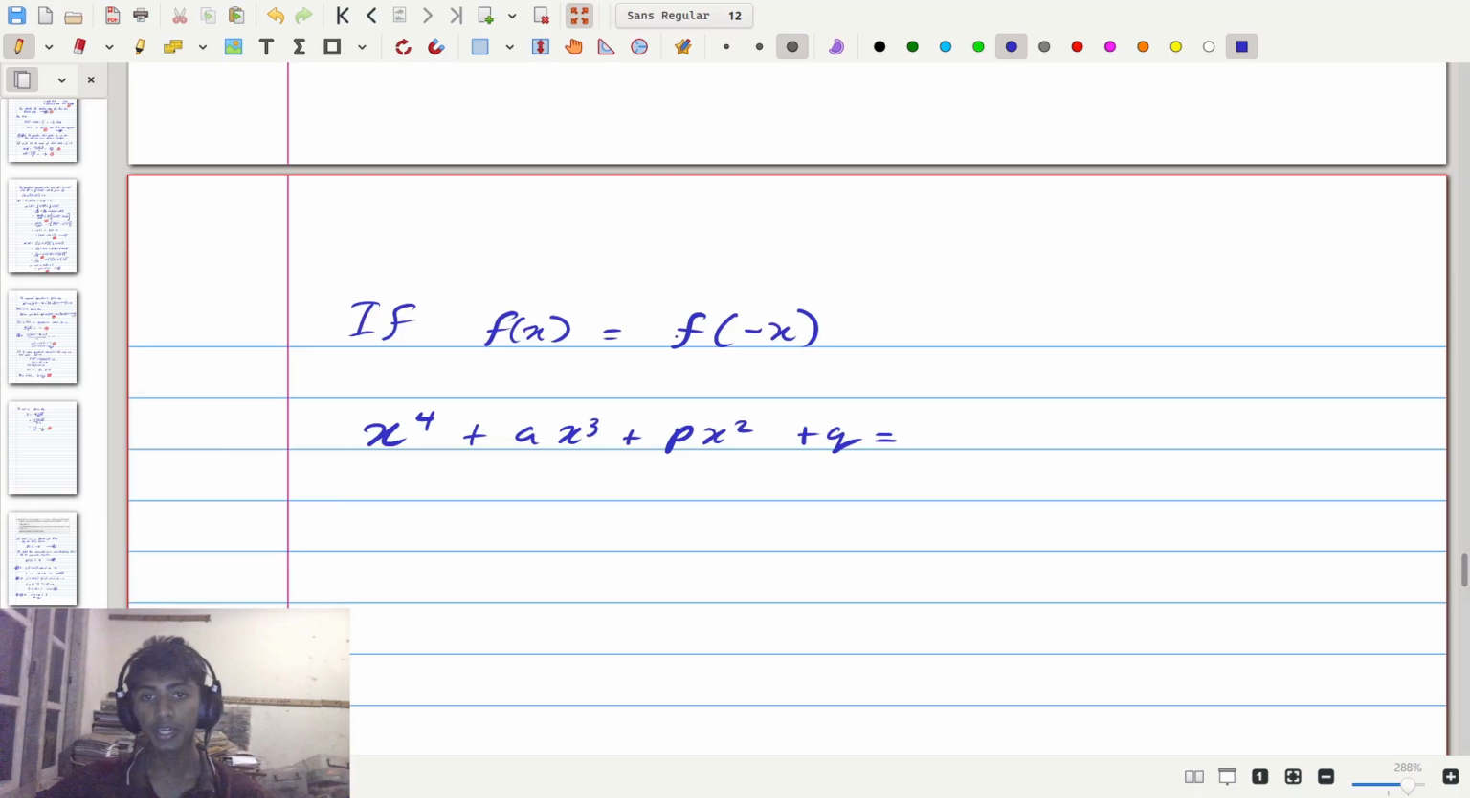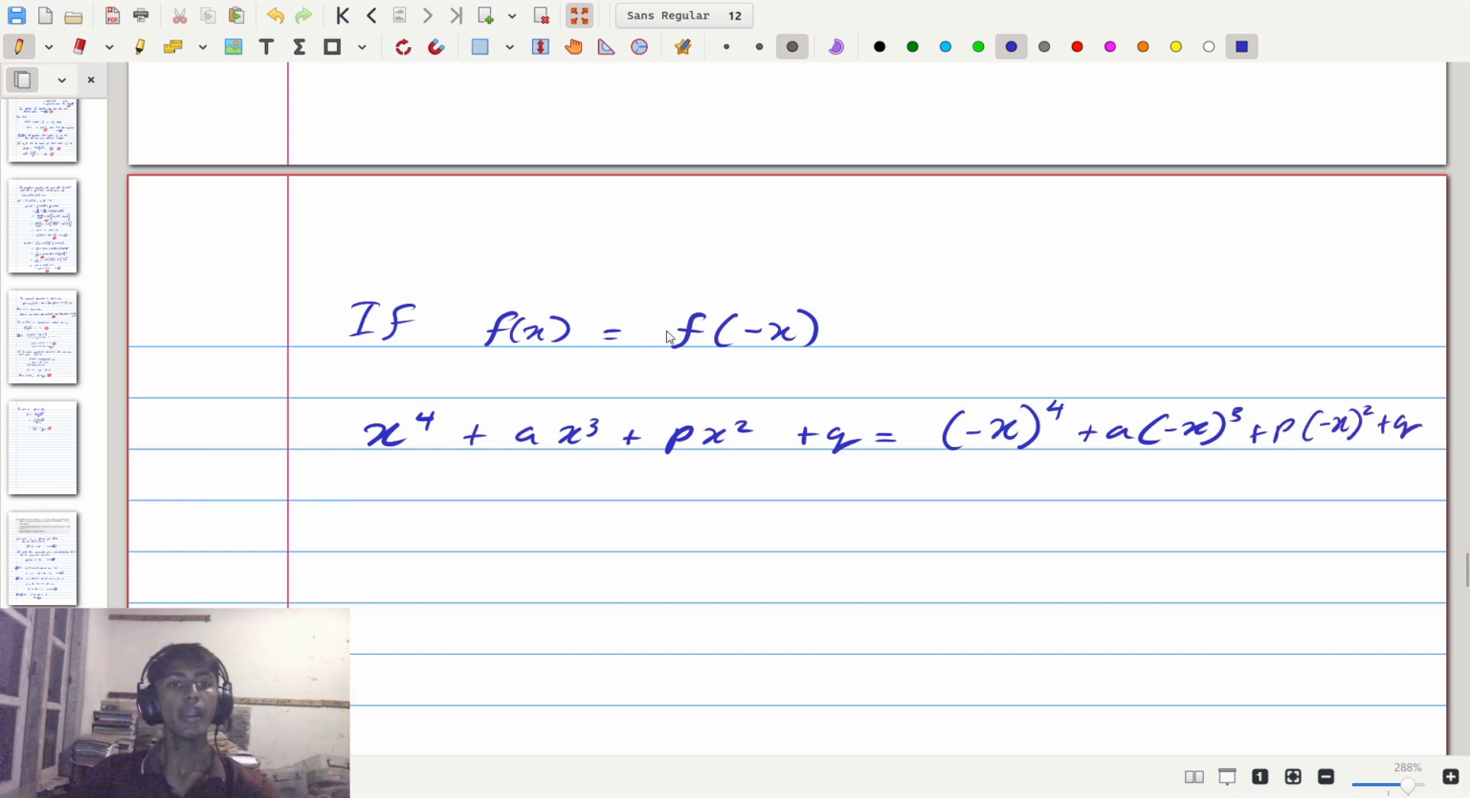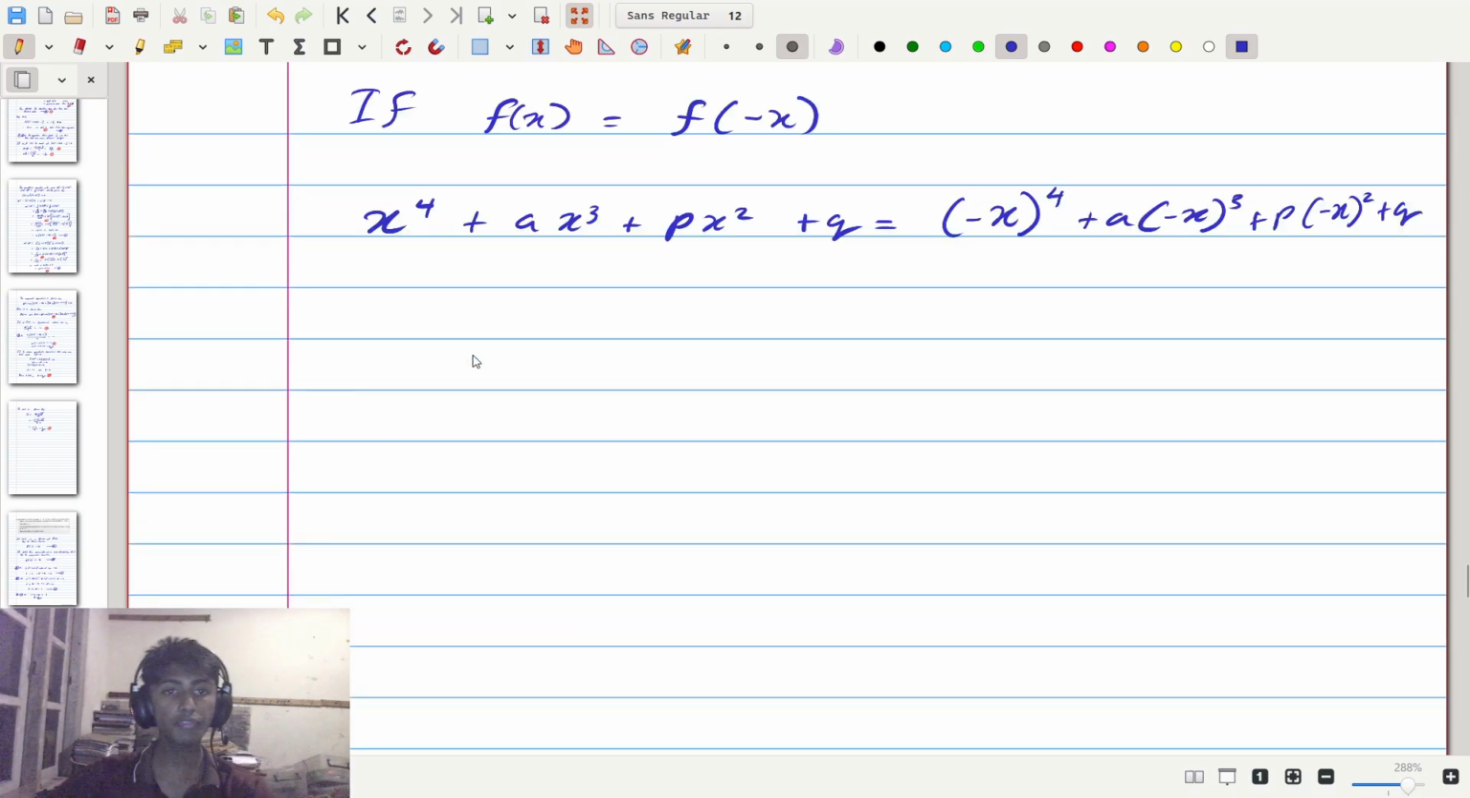Now on the other side, instead of x, we have negative x, and therefore substituting, we get minus x to the power of 4 plus a times minus x cubed and then plus p times minus x squared plus q. Now simplifying this down, we can see on the left hand side we have a q and on the right hand side we have a q, and we can subtract both of them off.